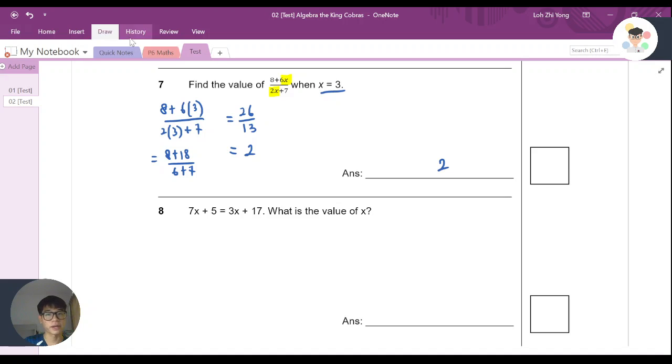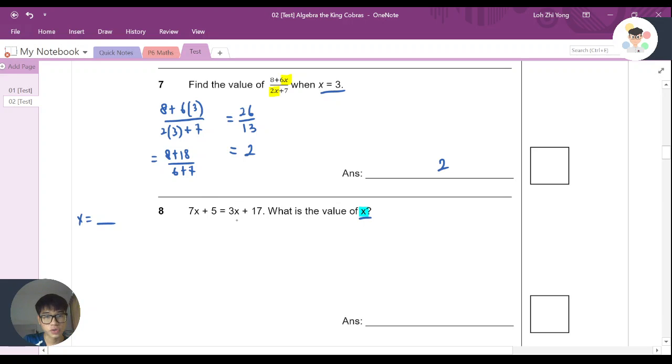What is the value of x? Again, this is something that we've been training, we have been learning. If we are looking for x, basically we are solving, right? If we are solving for x, we must have x equal to something else, right? So we must have x on one side, all the numbers on another side.